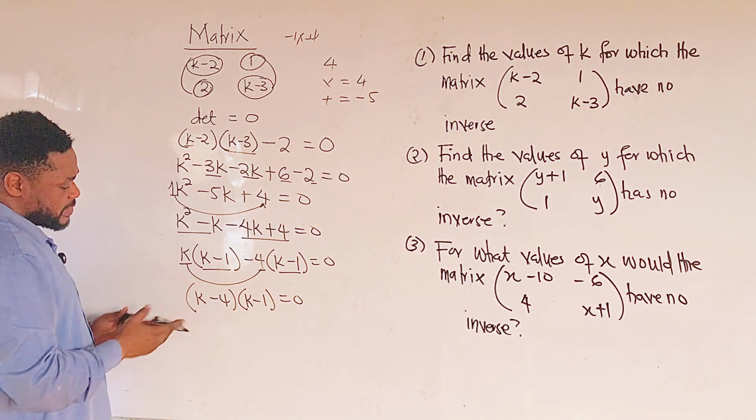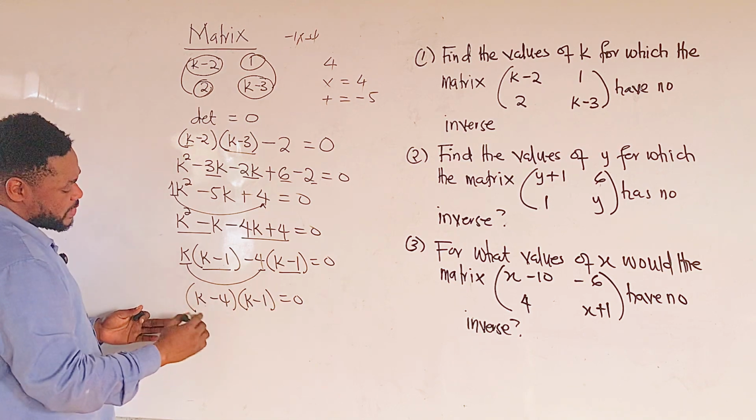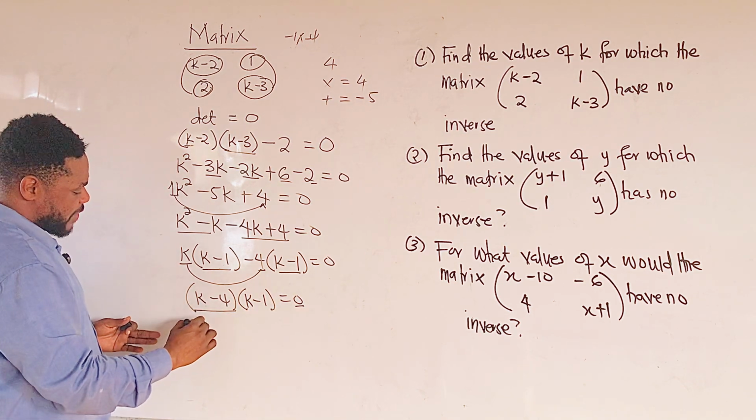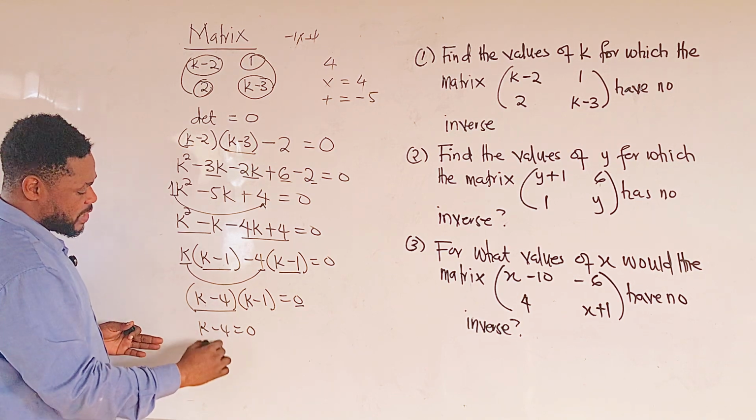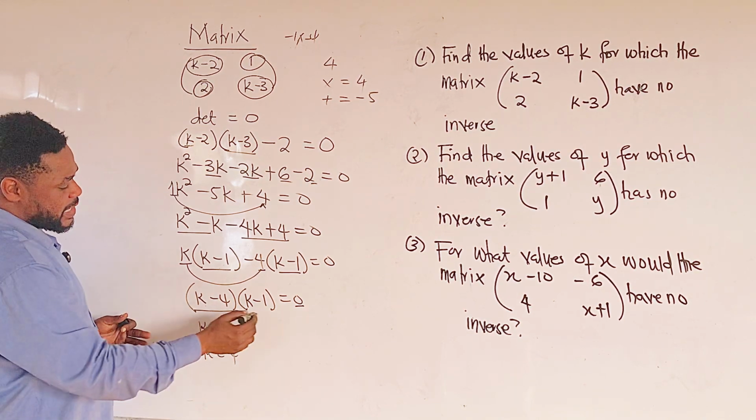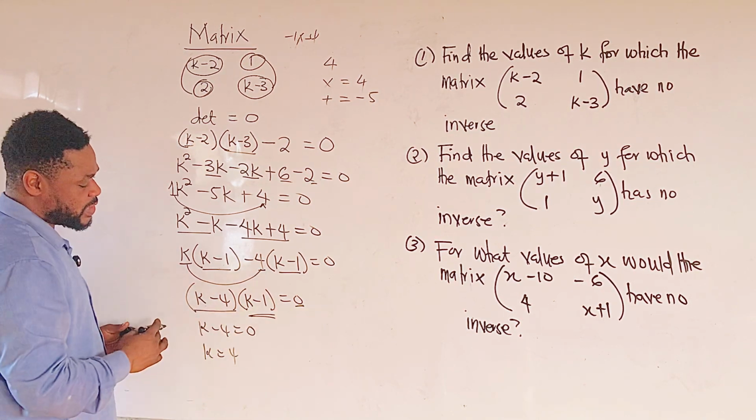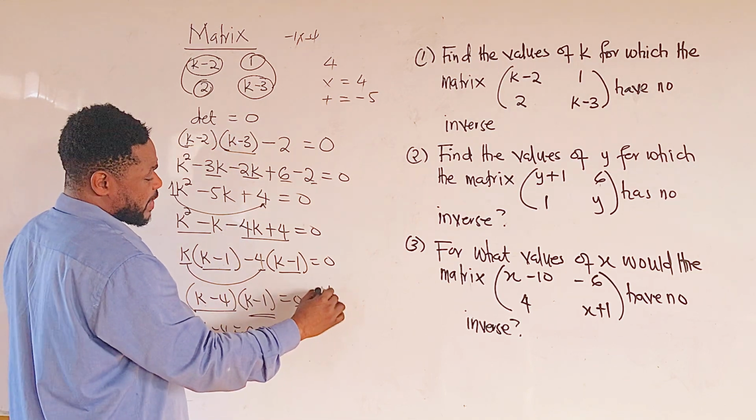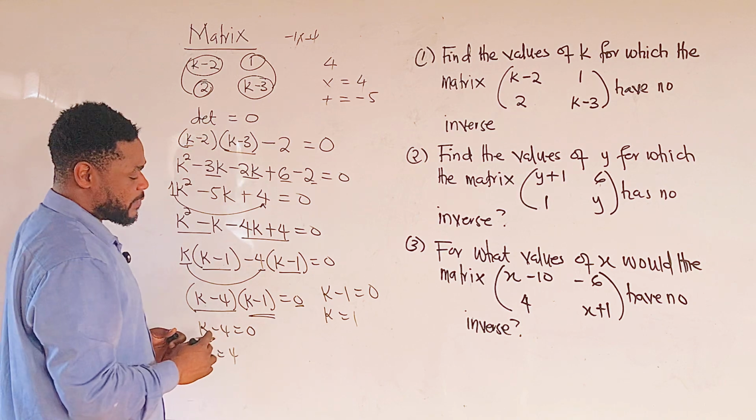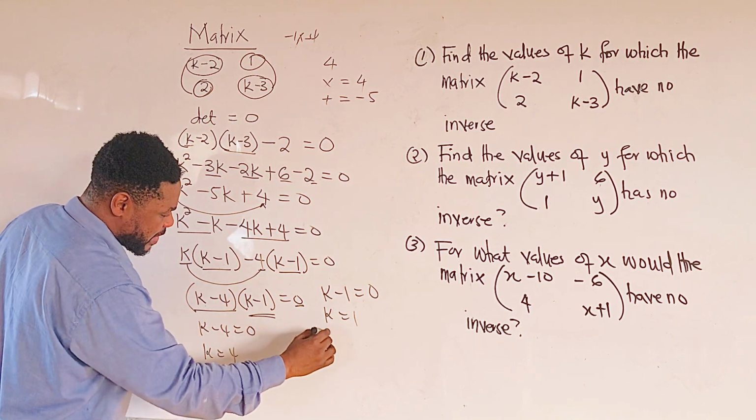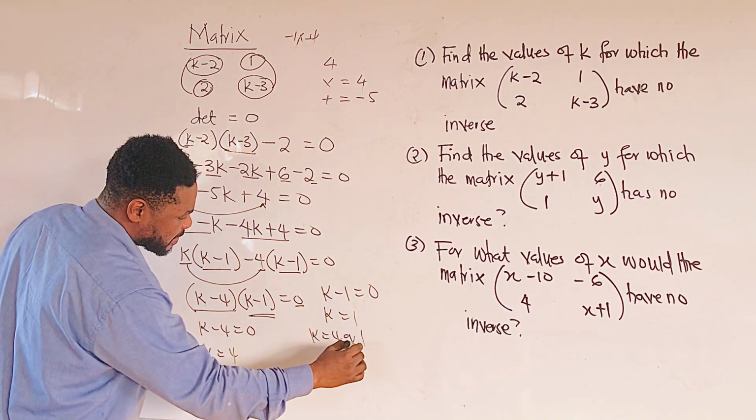What can we do next? We pick this and equate it to 0, all right? So we have k minus 4 equal to 0. So our k will be equal to 4. Again, we pick this and we also equate it to 0. So our k minus 1 will be equal to 0. k will be equal to 1. Then finally, we can say k equals 4 or positive 1.